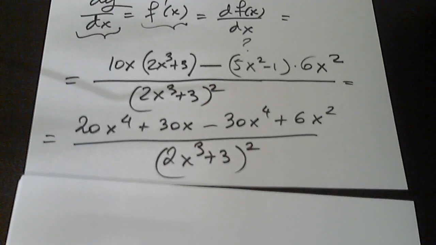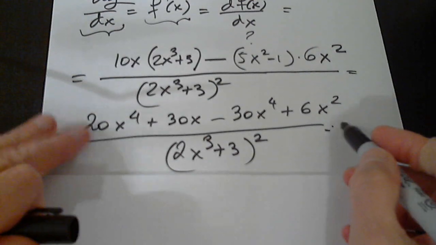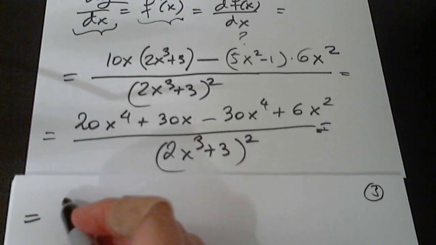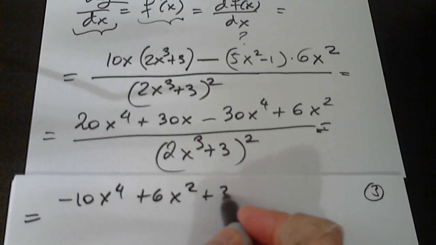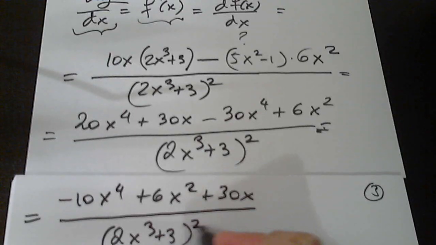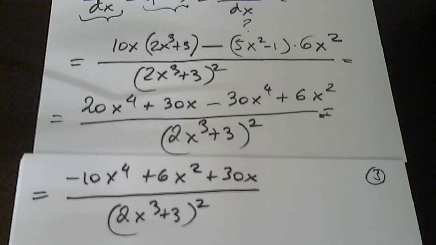Other questions, anybody? So here we have negative 10x to the fourth, and then plus 6x squared plus 30x divided by 2x cubed plus 3, everything squared. Under normal circumstances, I would factor out the negative 2x in the numerator, but this is good enough. Do we understand how the quotient rule works?